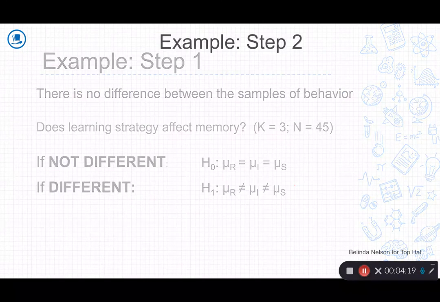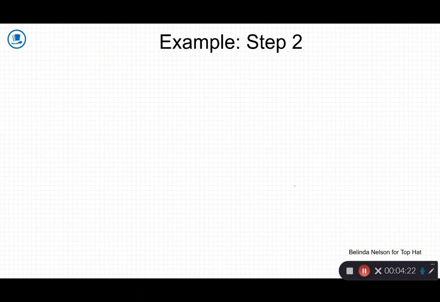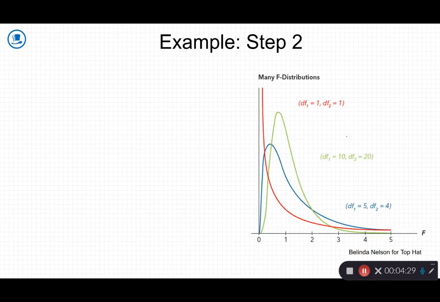The second step of hypothesis testing is setting up the rejection region. The F distribution, here's a chart showing some F distributions. This is like the t. There's a different curve for every different degree of freedom, and the red one is showing 1 degree of freedom, 1 df between and within. And then these are just numbered 1s and 2s. There's a different curve for each situation depending upon N and K. But what they all have in common is that they are skewed.